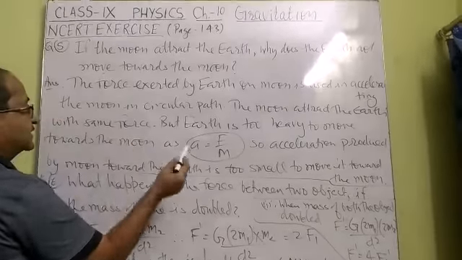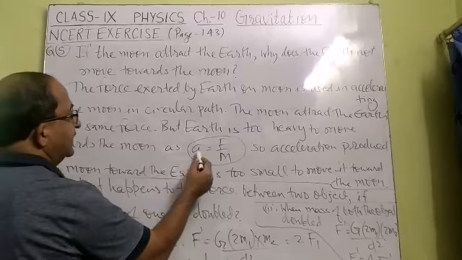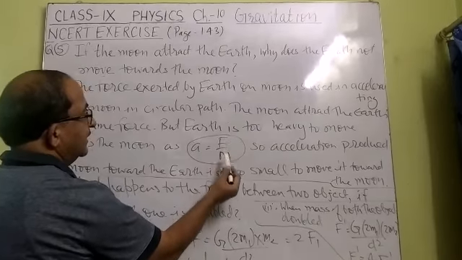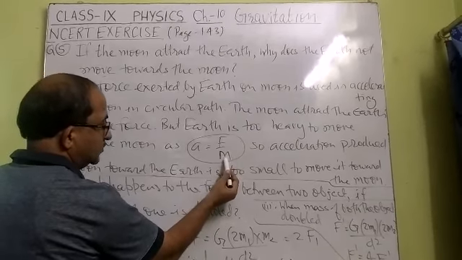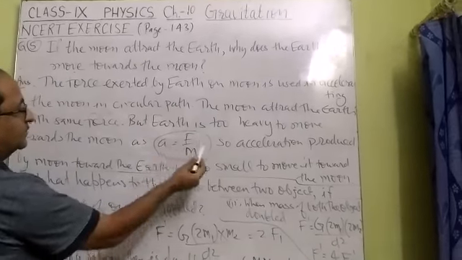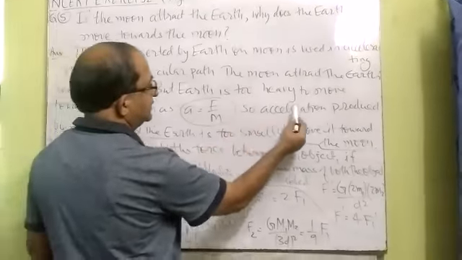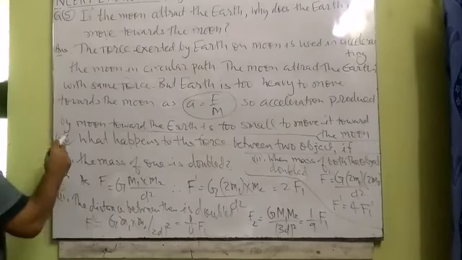It means the acceleration applied by the moon on the earth can be calculated by a = F/m, where m is the mass of earth, which is too heavy. That is why the acceleration produced on the earth towards the moon is very small, negligibly small. So it will not accelerate towards the moon.